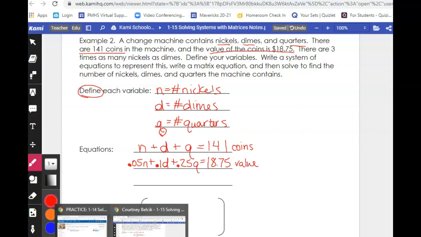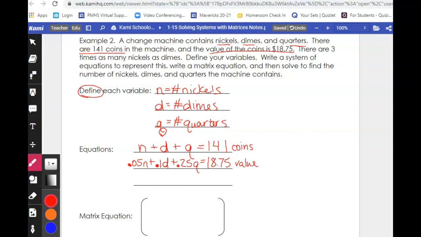And then the last bit of information that we have is a relationship. So there are 3 times as many nickels as dimes. So there's way more nickels than dimes. That means that I'm going to have to take 3 and multiply it by the smaller number, which would be the dimes, so that you can get the bigger number, the nickels.